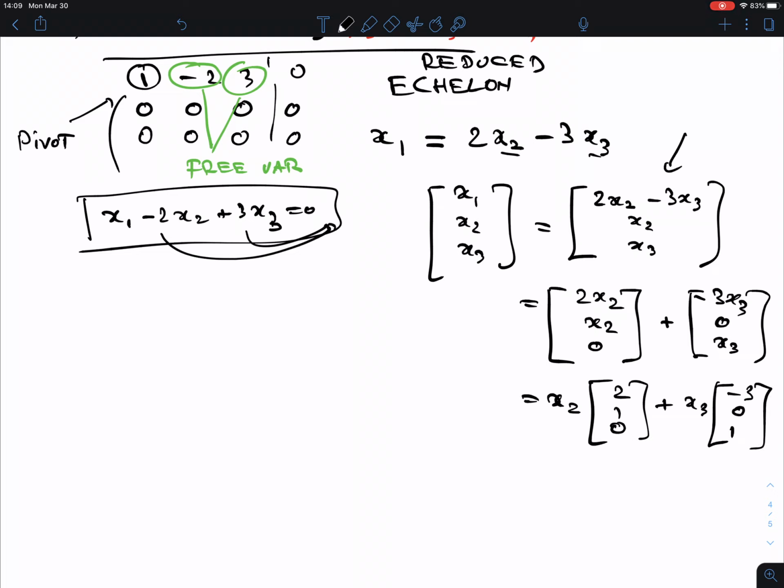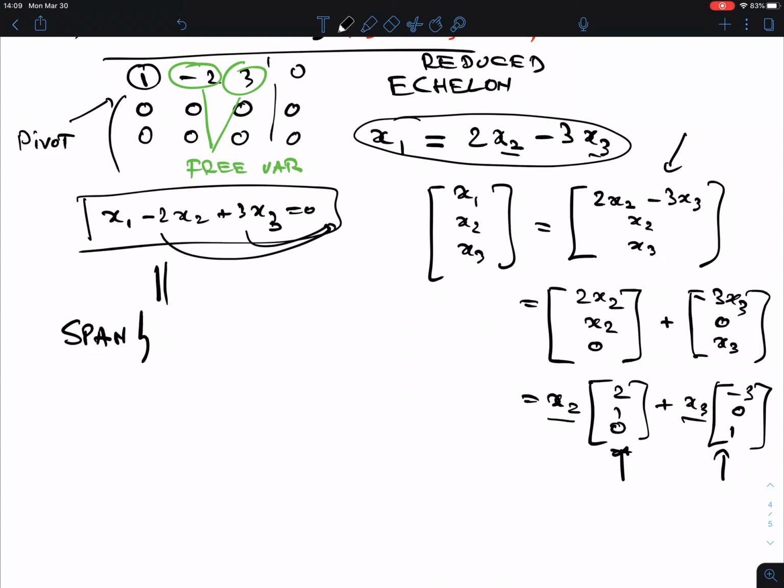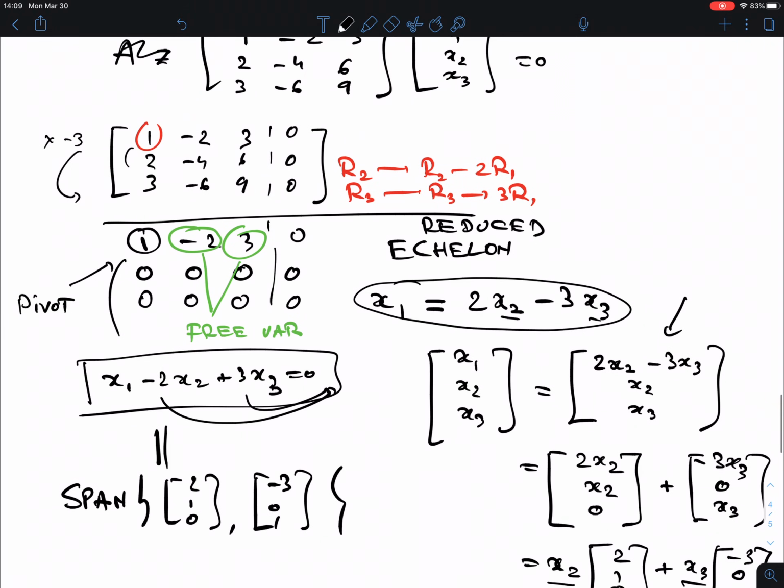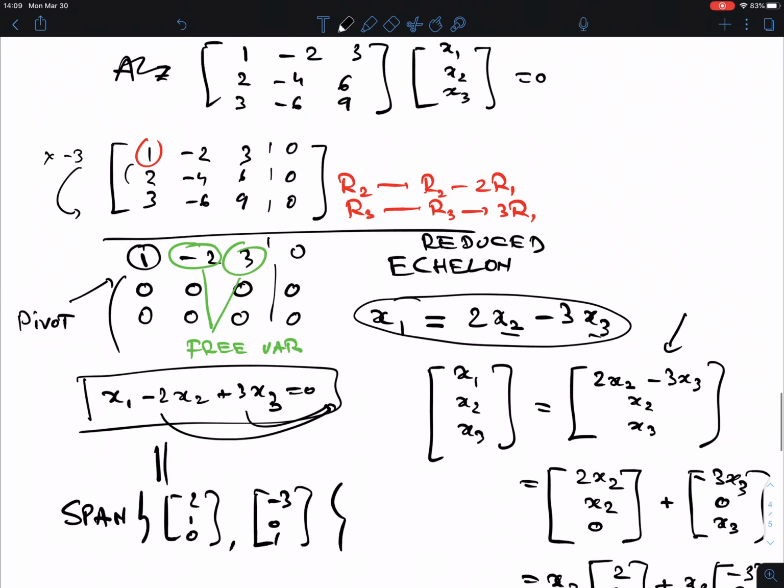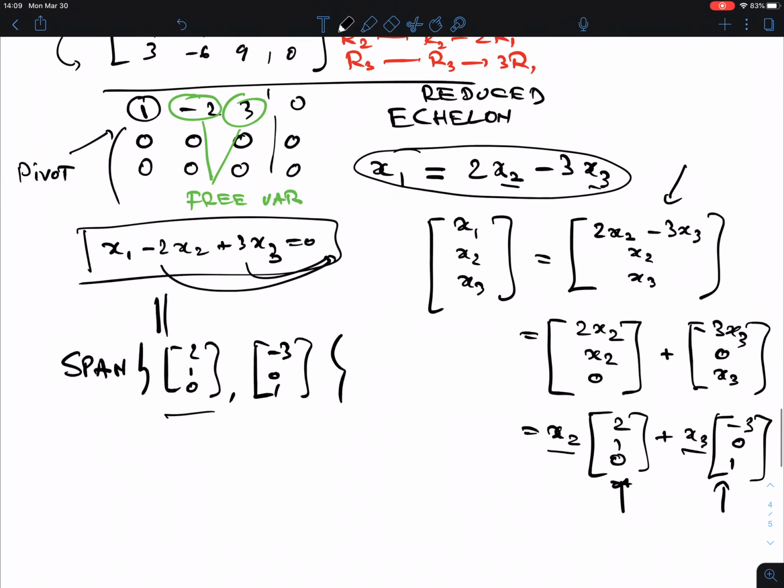What did I do now? I showed that if you take a point on this plane, then it's a linear combination, with x2 and x3 as the coefficients of this combination of these two vectors. So what I actually showed is that this is the span of the vector 2, 1, 0 and the vector, I write it in columns, -3, 0, 1. So not only are systems of equations or kernels vector spaces, but if I use this method of row reduction, I can find how they are spans.